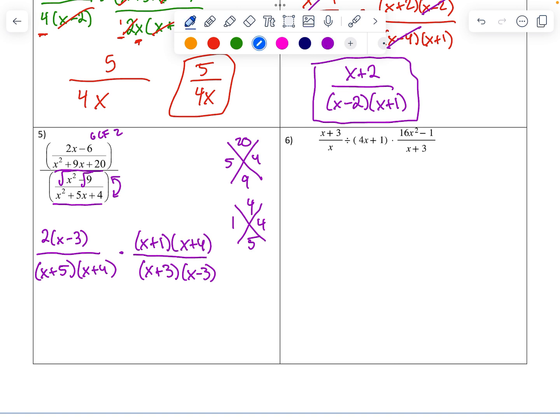All right, let's check the tops and bottoms for things that can simplify. So x plus 4 and x plus 4 would equal 1. x minus 3 and x minus 3 would equal 1. And I don't see anything else that goes. So on the top, we're left with a 2 and an x plus 1, and an x plus 5, and an x plus 3. That looks like all the simplifying we can do.